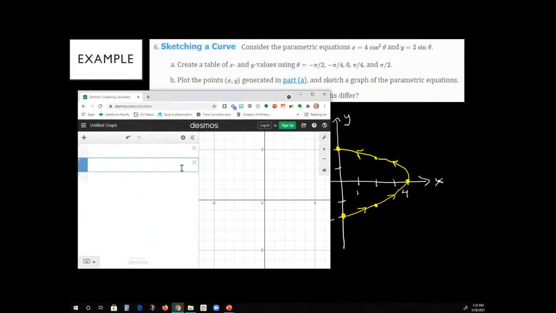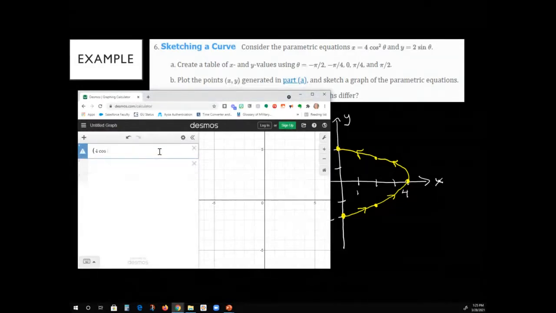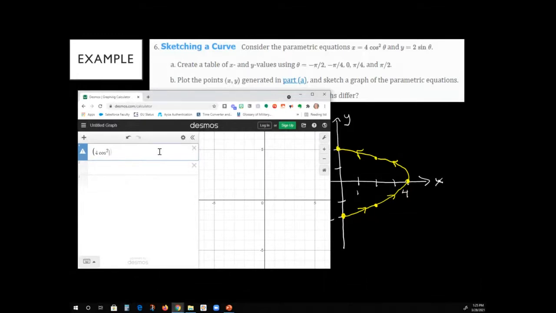So first, let's do our parametric equations that we have here. I don't think I can type in theta. Oh, I can get theta. Okay. So we'll do 4 cosine squared theta. That is really cool. And then 2 sine theta.